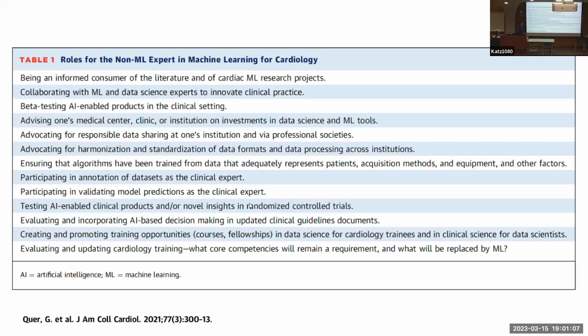I'll just quickly go through this. I know we're a minute over time. Thanks for staying, everybody. This is just, really quickly, a role for non-ML experts in machine learning for cardiology, but also broadly for healthcare.